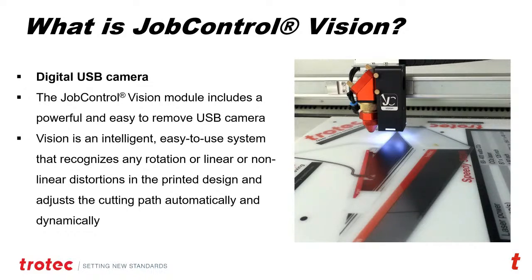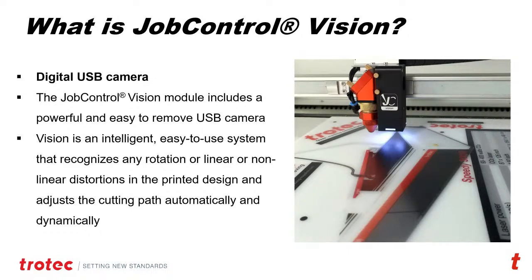with JobControl Vision, which is an accessory for the Trotec laser systems that allows the laser system to take registration points and automatically size and scale it. The Vision module allows a camera system to recognize the rotation and linear and nonlinear distortions, and the cutting path can be adjusted automatically and dynamically to the printed design. So what this means is you have the ability to print something out. As long as you have little black dots, you can then cut that out, giving perfect orientation no matter how you place your product into it.